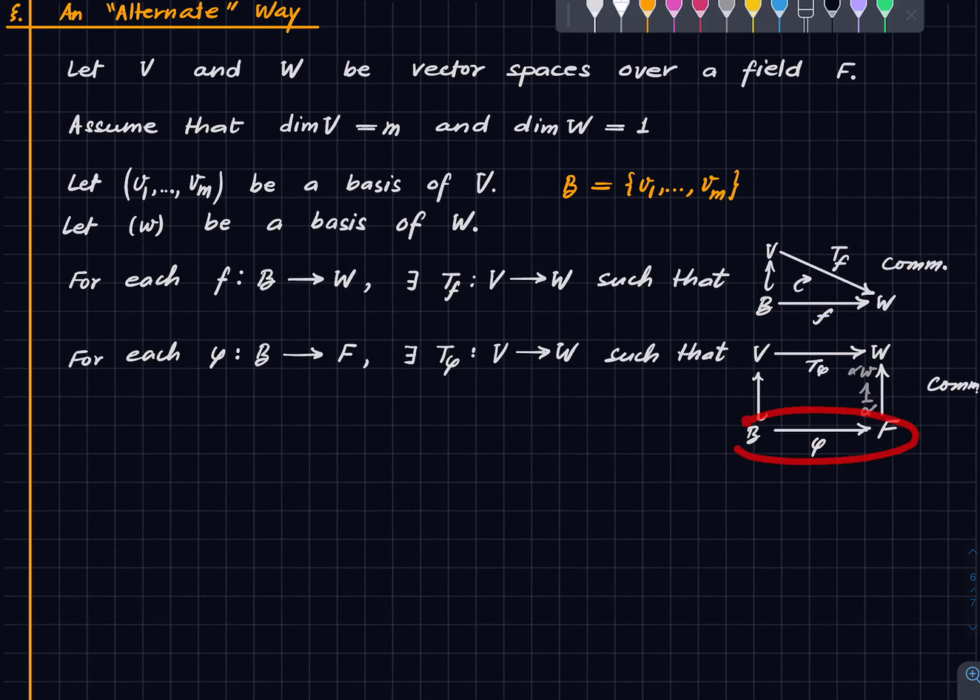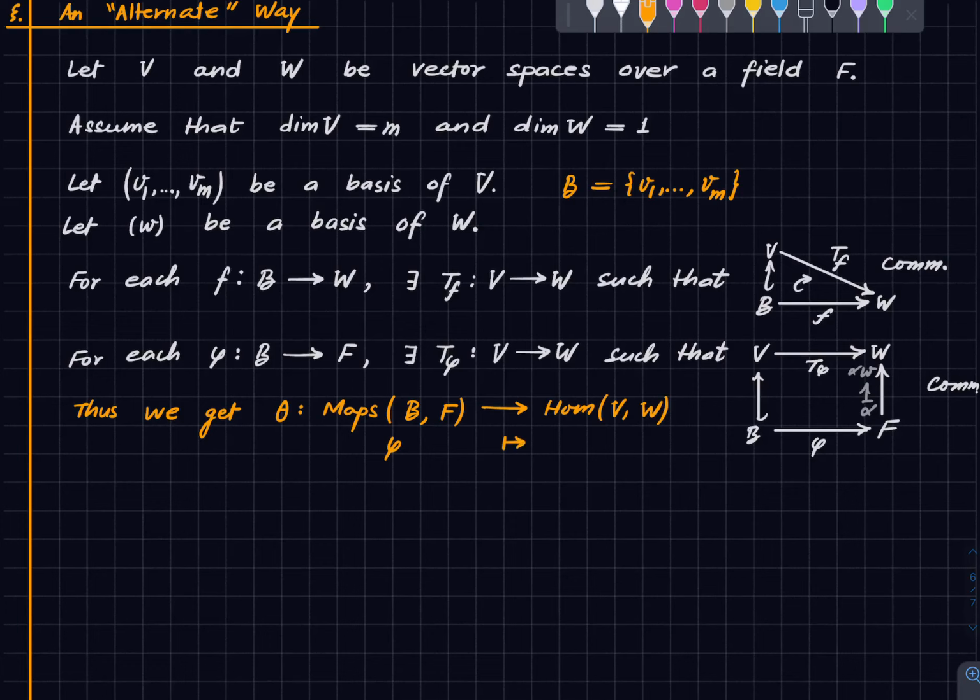So basically, once you have a map from B to F, you have naturally a map from V to W. That's all we are saying, and therefore thus we get a map, theta, from this vector space to Hom(V, W), which sends phi to T_phi. Right? And you can show that this is a linear isomorphism. So check that.